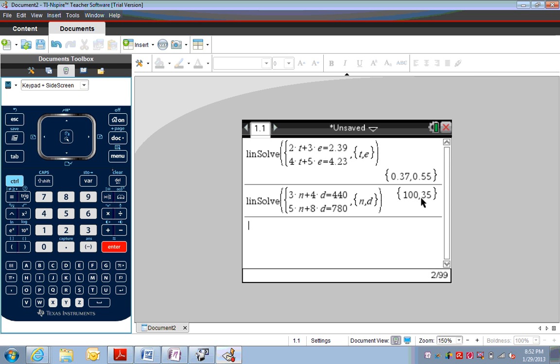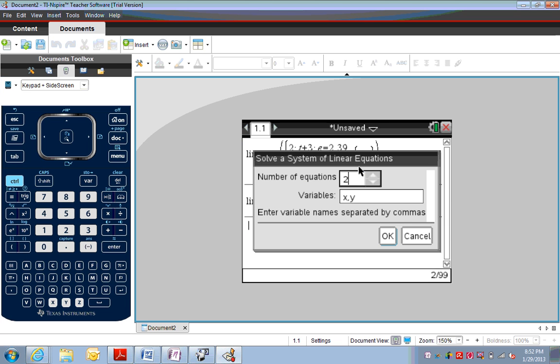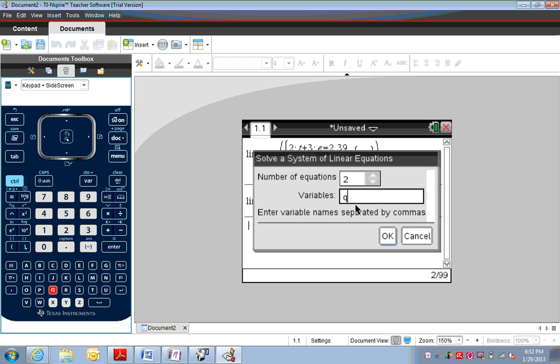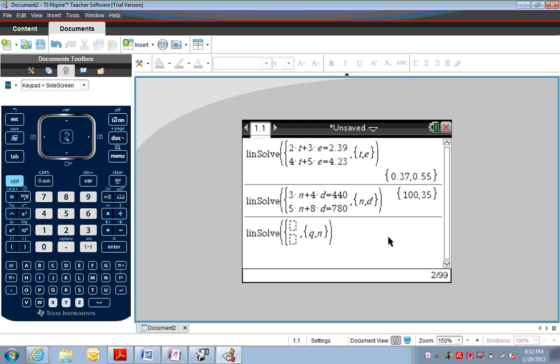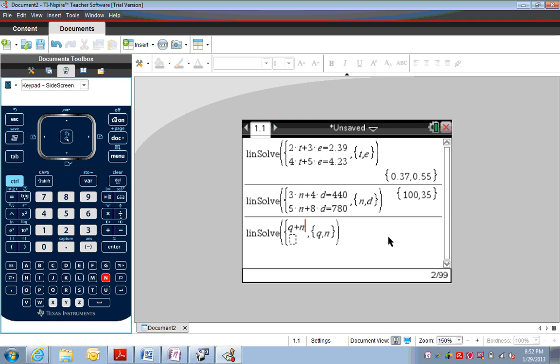So again, you're in a calculator page. You hit menu, algebra, solve system of linear equations. Now, we're not dealing with x and y, we're dealing with q and n in this case. So we have to tell the calculator what variables we're dealing with. Hit OK and type in our equations. So first we're typing in Q plus N equals 15. Next we're going to write in 0.25 times Q plus 0.05 times N equals 2.75. Hit enter.